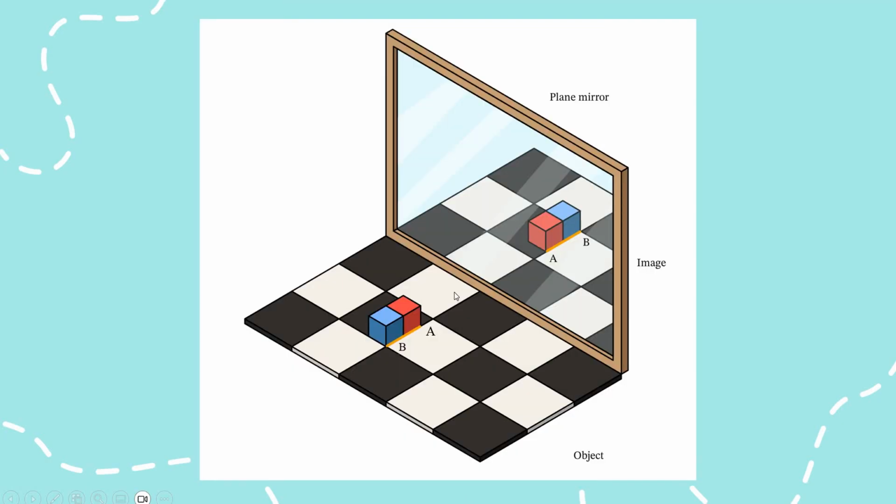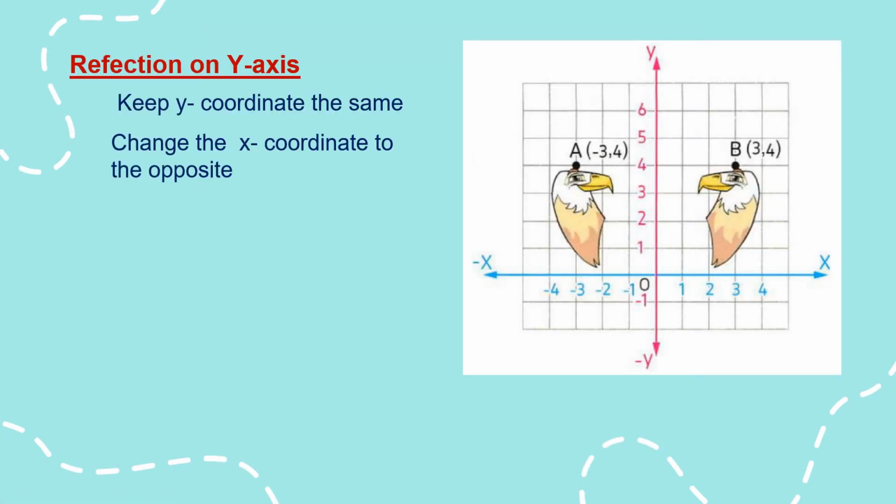Okay, in this case, another reflection here, but this time the mirror here is what? Horizontal or vertical? Yes, it's vertical. So I have here the object and this is its image. We have the same here in the coordinate plane. So we can see the reflection on the y-axis or the x-axis. What does reflection mean? Just like a mirror. As you can see, here is the eagle head, and this is its image here.